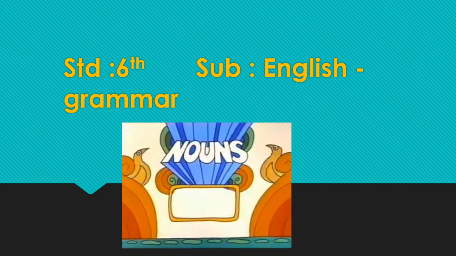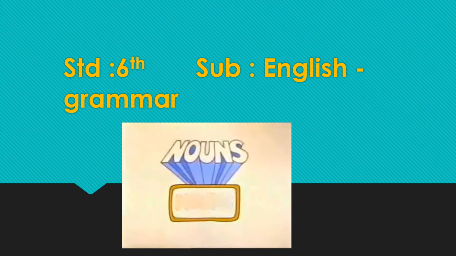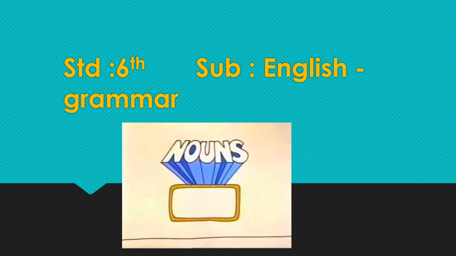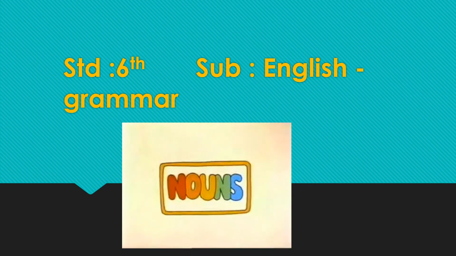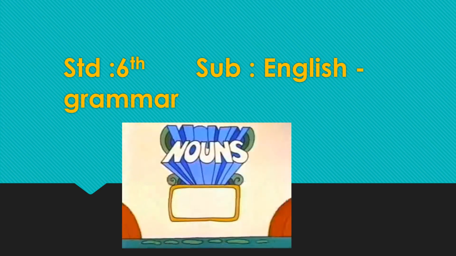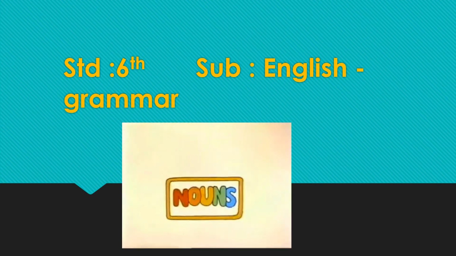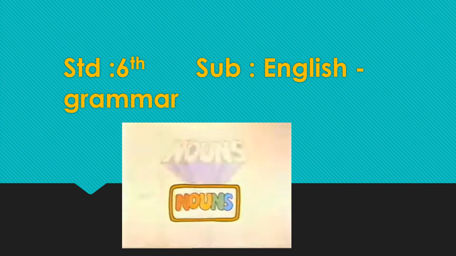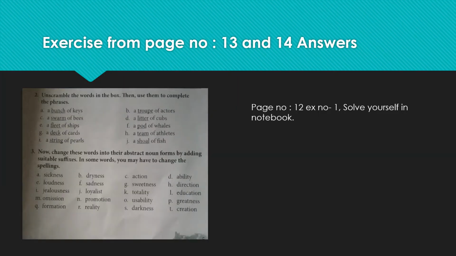Standard 6. In the previous lecture, we completed the explanation for the topics nouns, kinds of nouns, noun gender and noun number. Today, let's take the exercises for these topics. So let's begin. Now see the exercise from page number 13 and 14 in your textbook. With the video, you have to open your textbook and check.